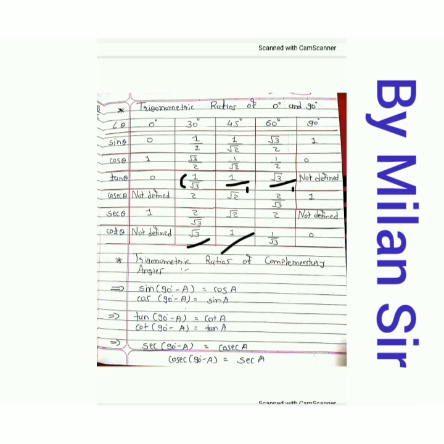Here you can write under root 3 by 1. Now take the inverse. So 1 upon under root 3. Here not defined. Not defined means 1 upon 0. Now take the inverse of 1 upon 0. So 0 goes in the numerator and 1 in the denominator. So 0 by 1, it is 0.